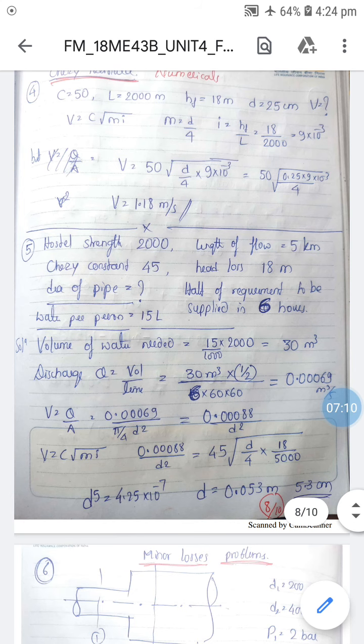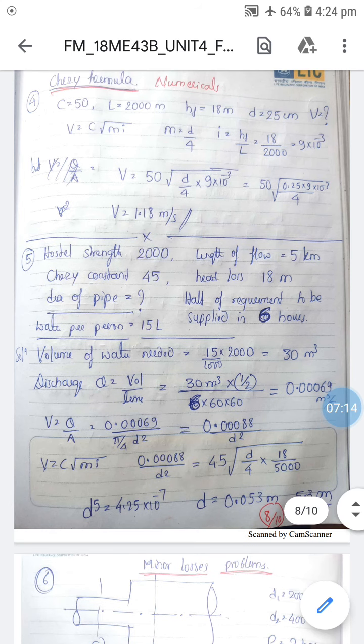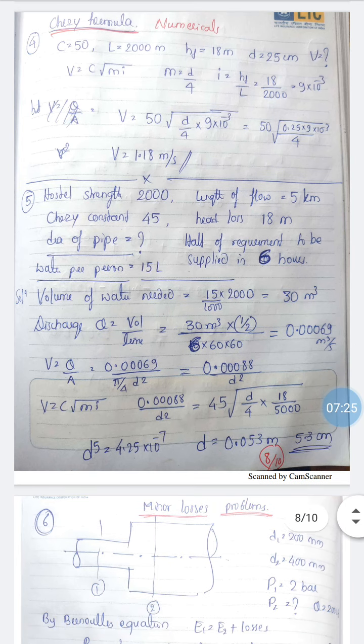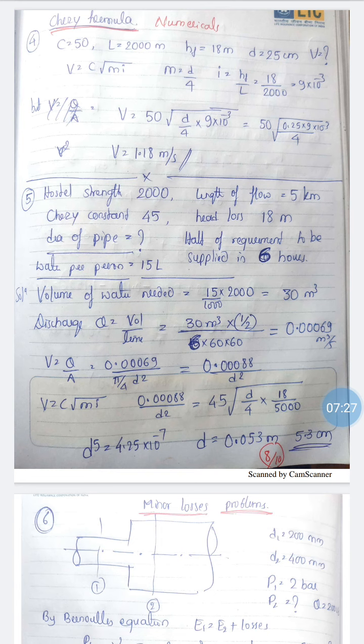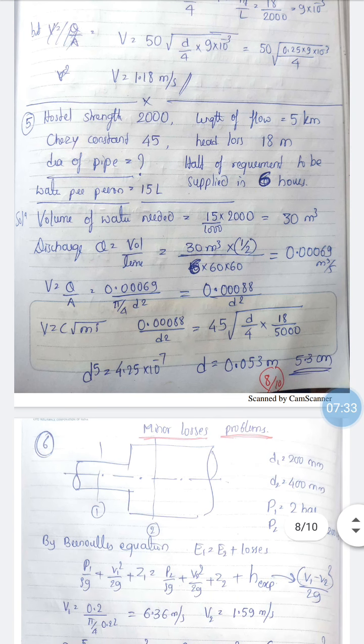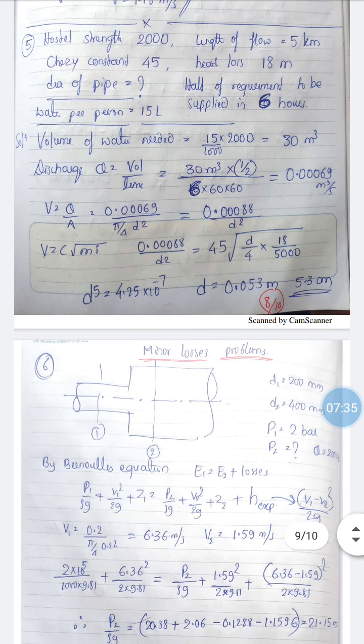Now again, first we'll calculate the volume of water required: number of students into water required per student, divided by 1000 to convert liter into meter cube. It is calculated that 30 meter cube of water is required per day. All these calculations are per day. Now half of this has to be supplied in 6 hours. So 30 into half divided by 6 hours, converted to seconds, gives you 0.00069 meter cube per second. This is the discharge. Now this discharge divided by area, where d is unknown, gives you velocity in terms of a constant divided by d square.